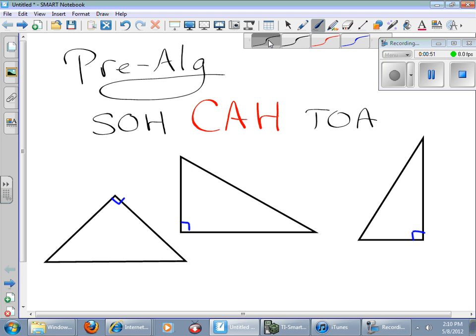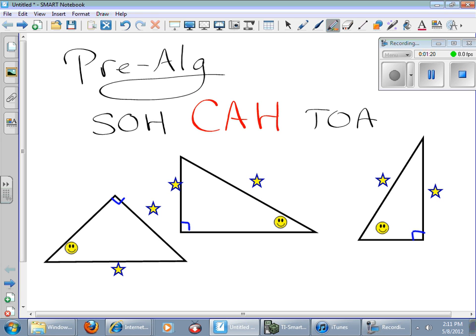But before we do that, the first thing I'm going to do is play a little game with you. I'm going to put a theta in a place. Okay. And I'm going to put some stars for the measures of sides. I'm going to put one by the hypotenuse, and I'm going to put one here. Now pretend those stars were numbers, and those smiley faces were thetas, or degrees. You know, like 25 degrees or 45 degrees.